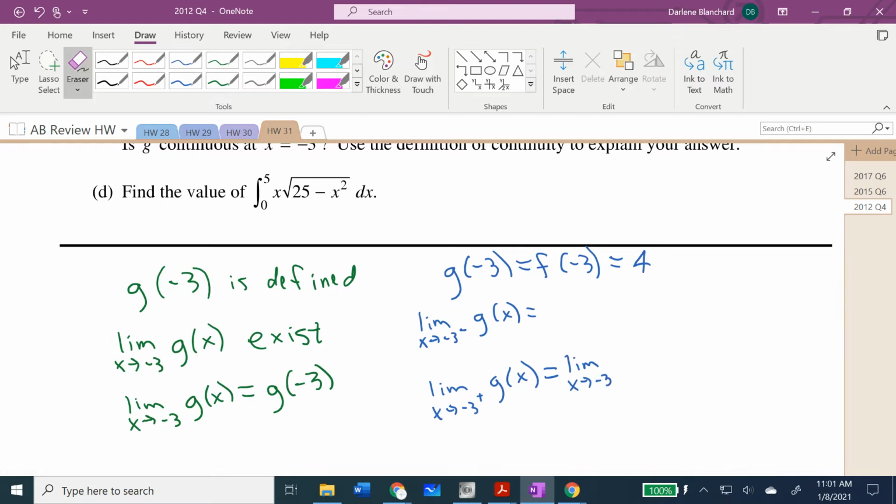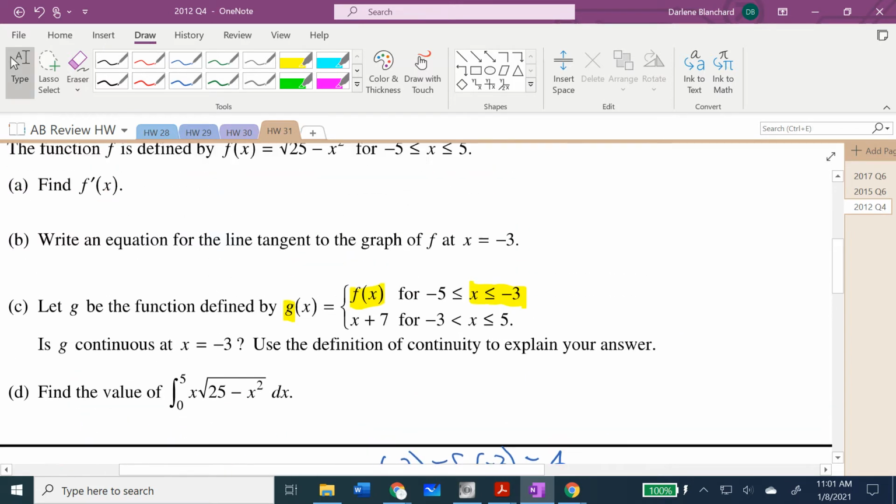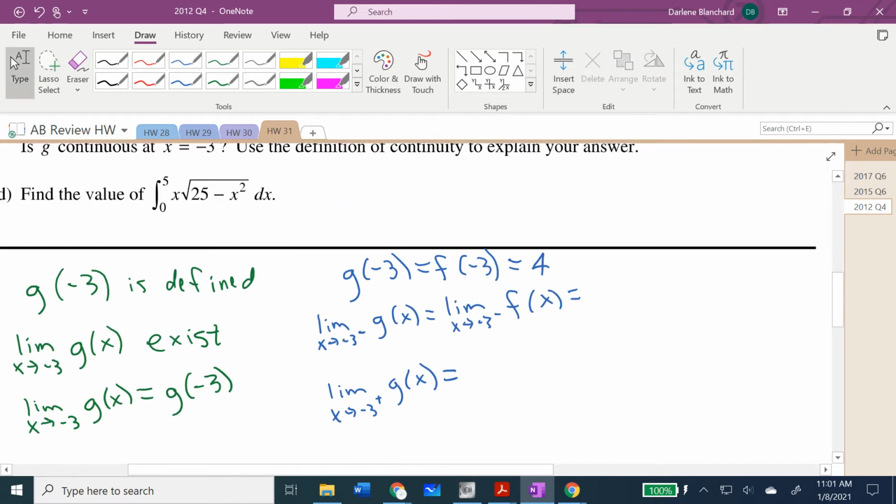Whoops, I just read in the wrong spot. I was here. That this is equal to the limit as x approaches negative 3 from the left of f of x. And then I can use the fact that this is the f of x function.